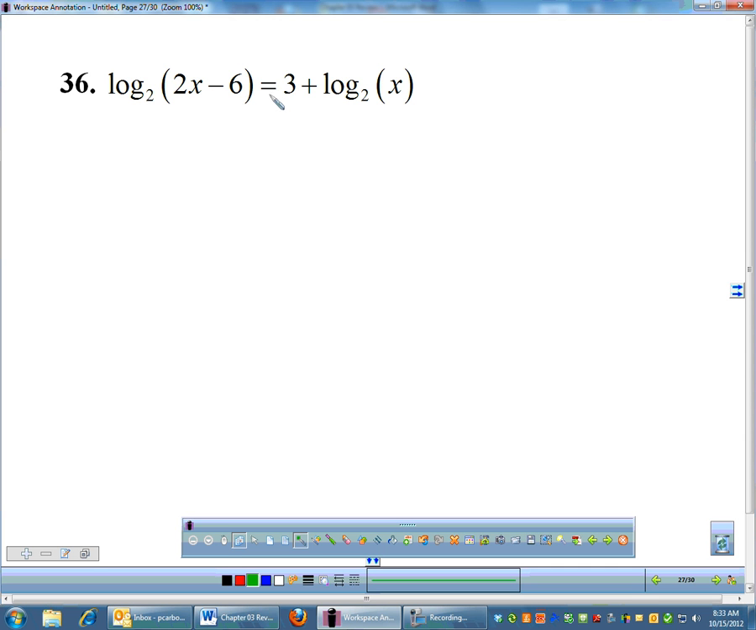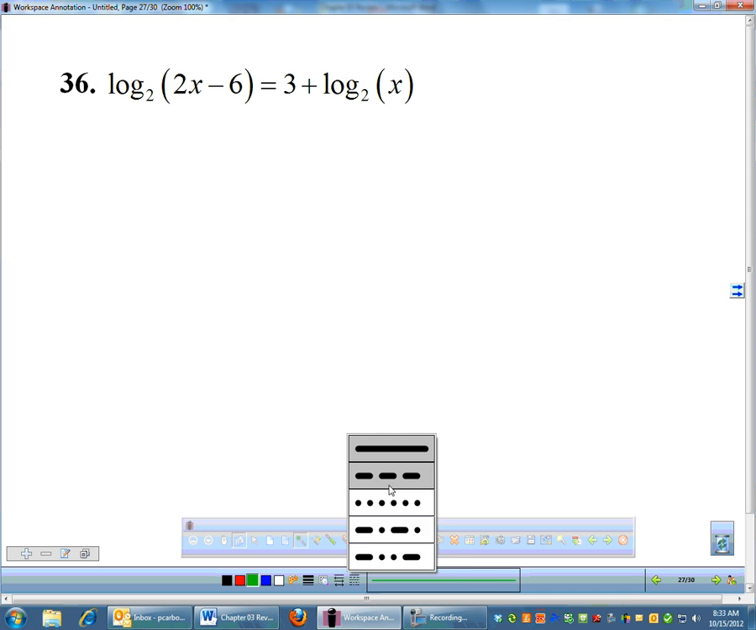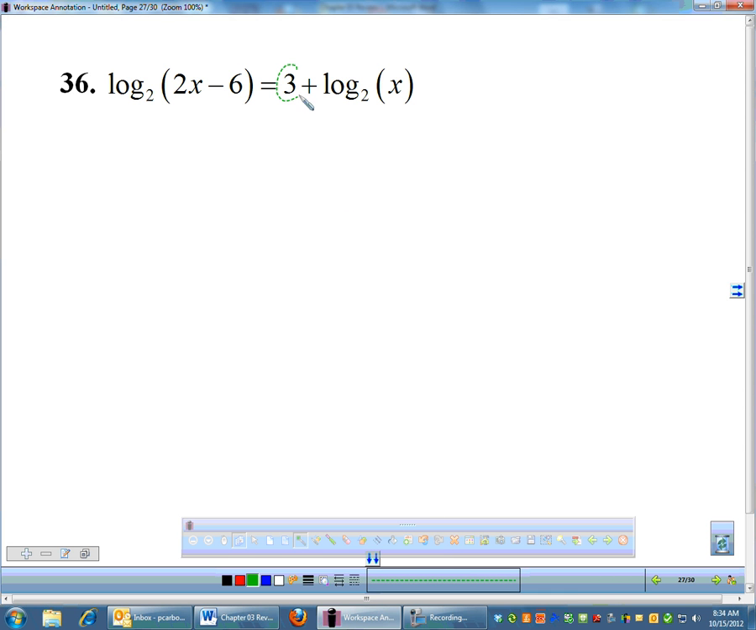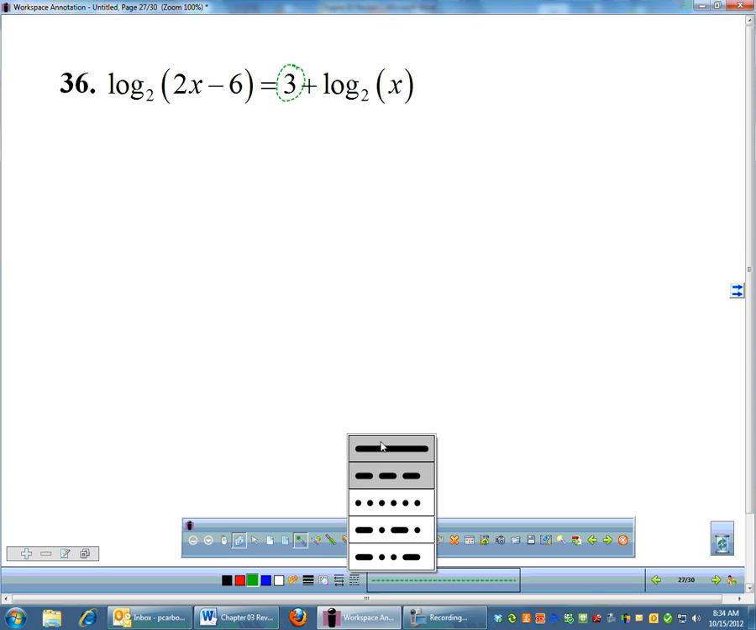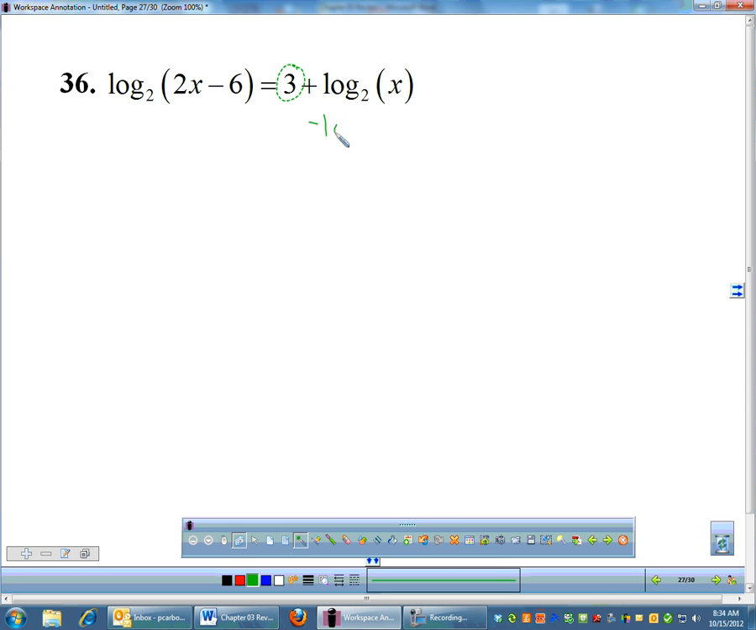Log base 2 of x. That's this one. Notice everything does not have a log. That makes this different than the other problem. This 3 is just the 3. There's nothing else in there with it. So what we're going to have to do for this problem is move my logs to the same side of the equation. So I'm going to subtract log base 2 of x. Subtract log base 2 of x.